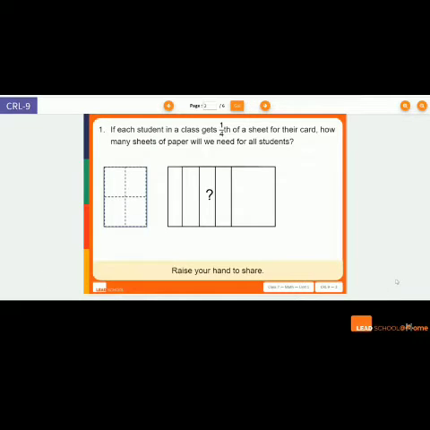So if every child in my class was supposed to get one card, how many sheets of paper do you think I will need? Let us quickly calculate and find out how many sheets of paper I need in total. So let's take 3 minutes to solve this problem. Make sure you're writing it down in your notebook.